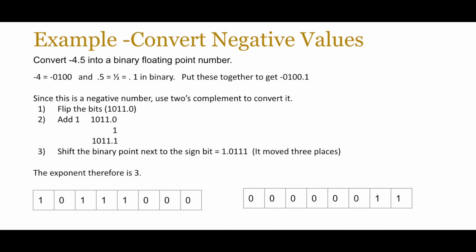Okay, so how do we go about converting negative values into binary floating point number? Now this can be a bit tricky. However, the method is exactly the same.